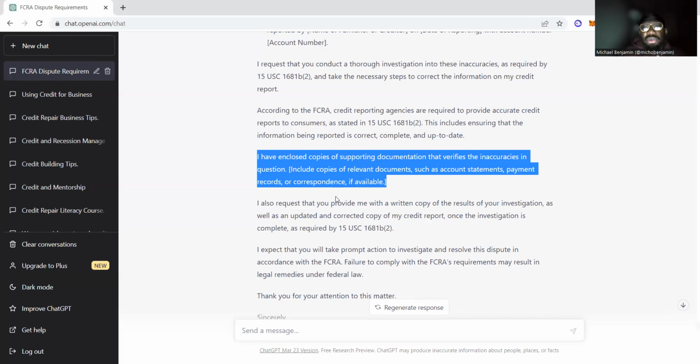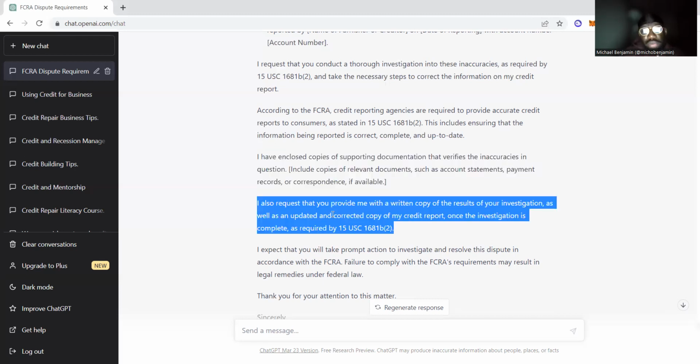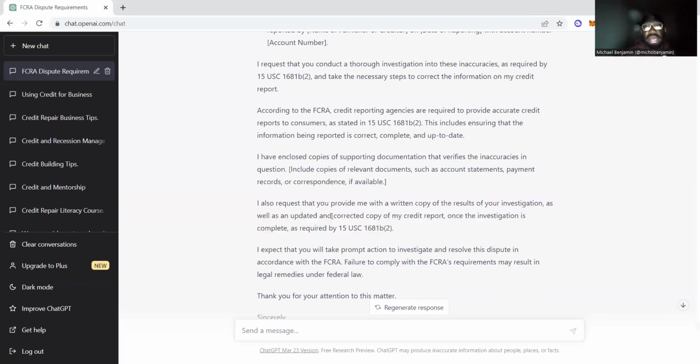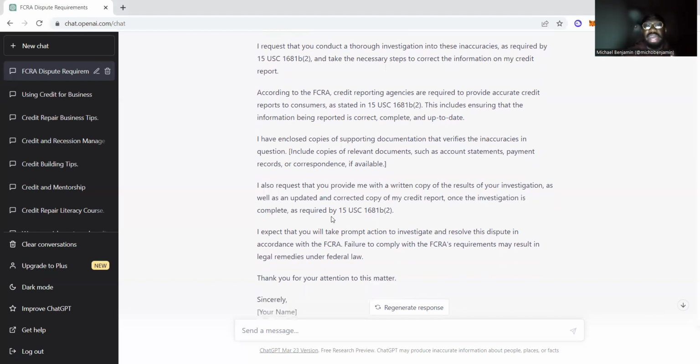"I also request that you provide me with a written copy of the results of your investigation." That's a good practice to ask, as well as "an updated and corrected copy of my credit report once the investigation is complete, as required by 15 USC 1681b(2)." Again, I would substitute that with 1681i(a)(1)(A), because that goes back to the procedures. So this is why you can't just put in the law and say, okay, this is correct. A lot of what ChatGPT is saying here is correct, but they're using laws that are not necessarily the best law to back it.